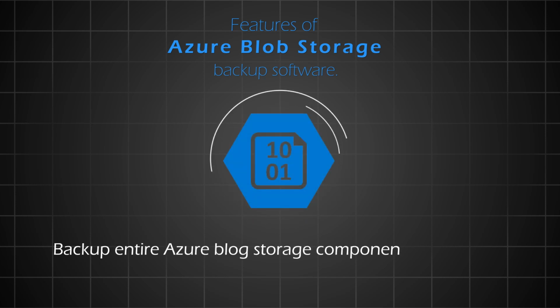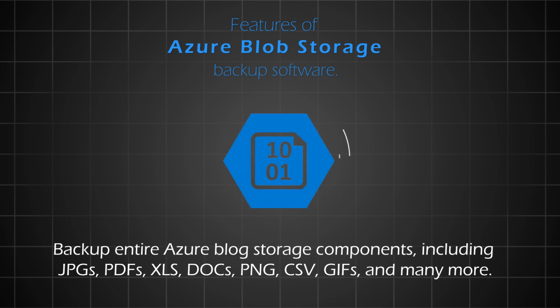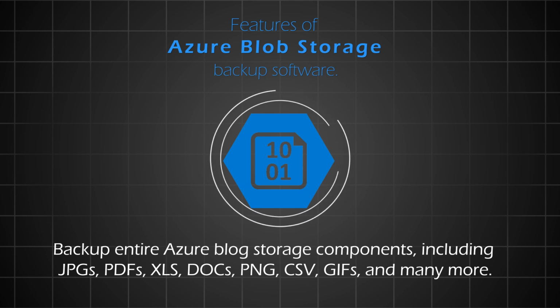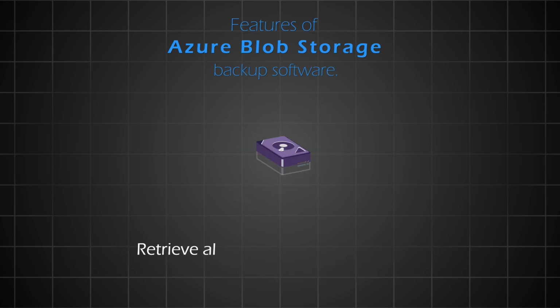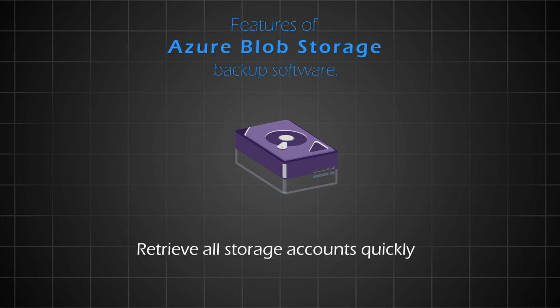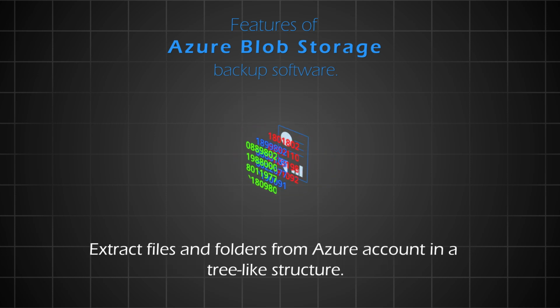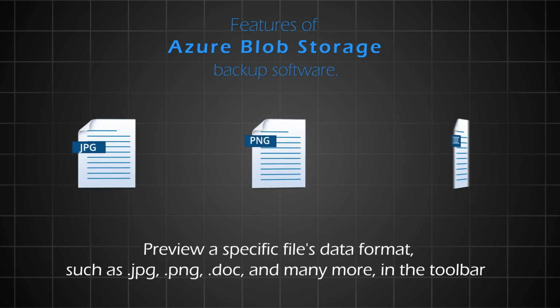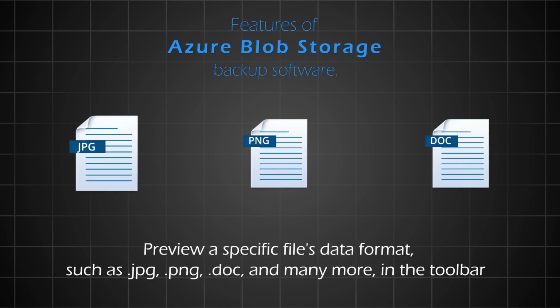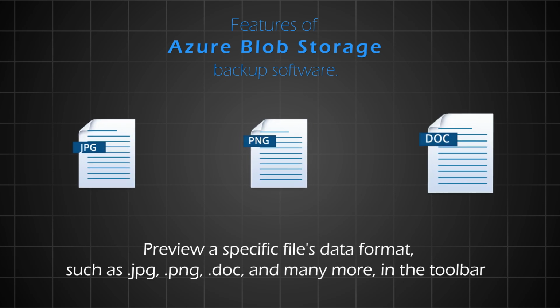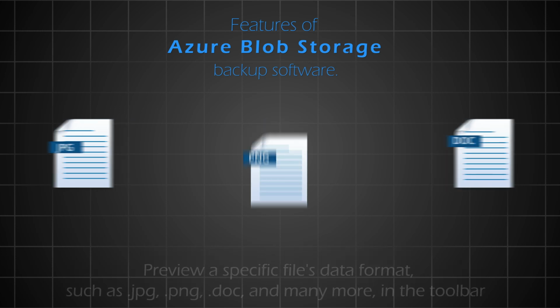Backup entire Azure Blob Storage components, including JPGs, PDFs, XLS, DOC, PNG, CSV, GIFs, and many more. Retrieve all storage accounts quickly. Extract files and folders from the Azure account in a tree-like structure. Preview a specific file's data format, such as JPG, PNG, DOC, and many more in the toolbar.